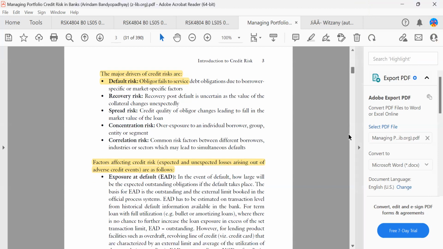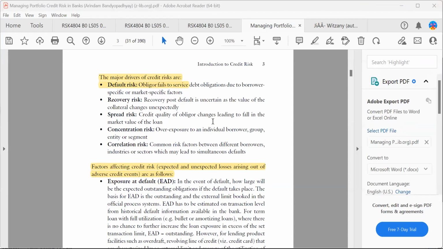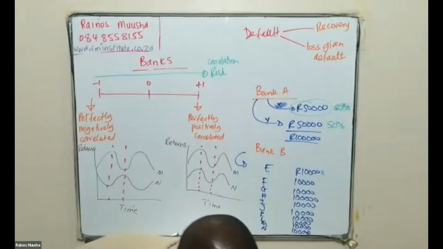Hi, yes, sorry. Yes, can you kindly explain again the graphs under correlation risk, please? Explain what in particular? The graphs, the impacts using the graphs.